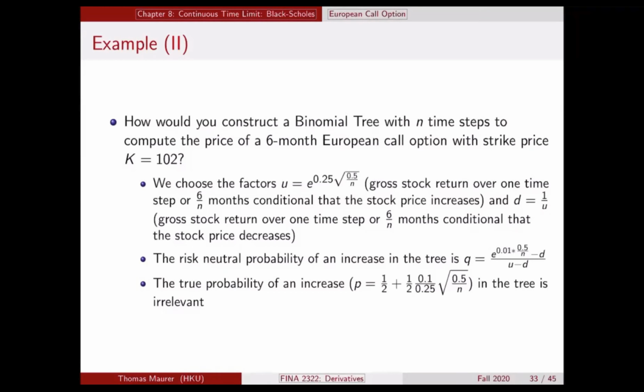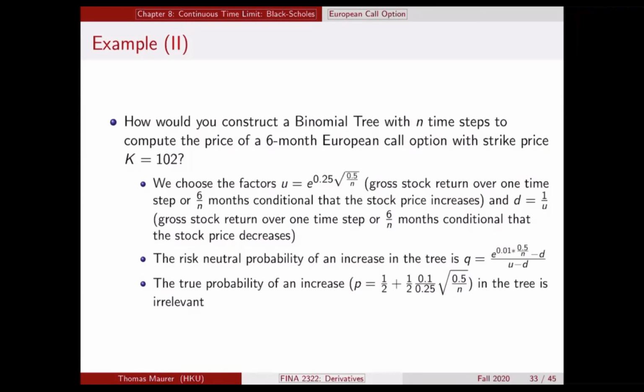Now, of course, we can compute the risk-neutral probability in that tree. That just depends on the risk-free rate and, of course, how big our time step is. The time step is half a year divided by how many time steps we have through the tree, and these gross returns U and D. Once we have the risk-neutral probability, we can use the FDAP to price the European call option.